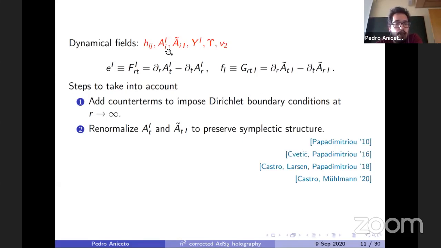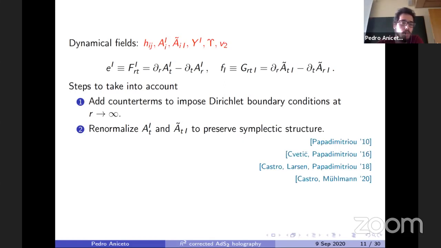These are the metric and the gauge fields, such that their exterior derivatives give us the magnetic and electric fields, and the scalar fields, which are the yi, the epsilon, and the v2. What we are going to do now is add counter terms to our two-dimensional Lagrangian to impose Dirichlet boundary conditions at the boundary at infinity.